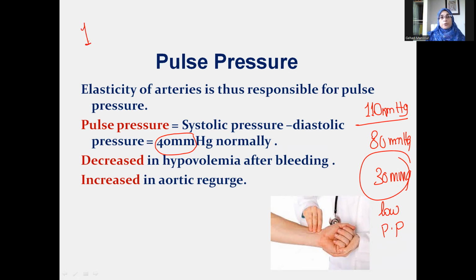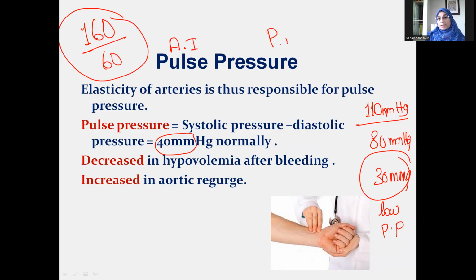In aortic incompetence, the systolic pressure might be 160 and the diastolic pressure might be 60, and this is very characteristic of aortic incompetence, in which case the pulse pressure would be around 100 millimeters mercury. And that's why one of the characteristic things in an aortic regurgitation patient is that even before examining the patient and even before taking the history, just by observing the patient, you will find that the patient is all pulsating.